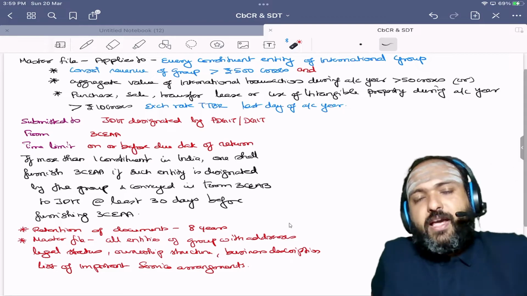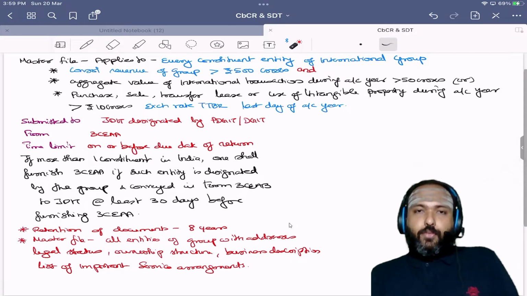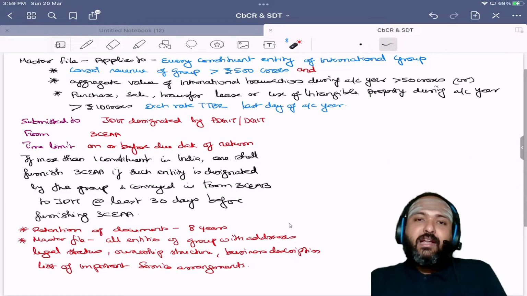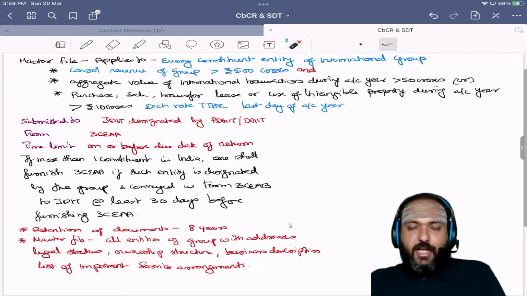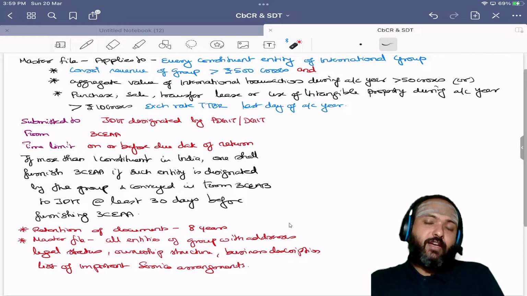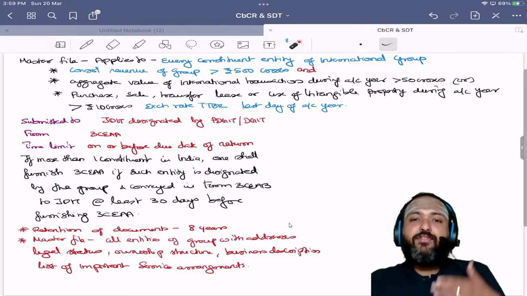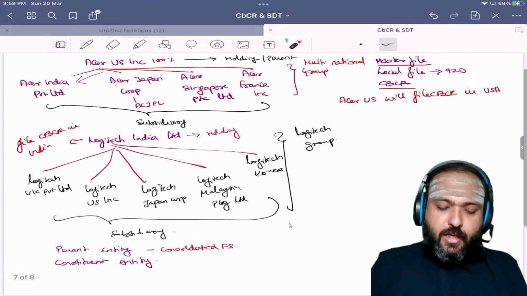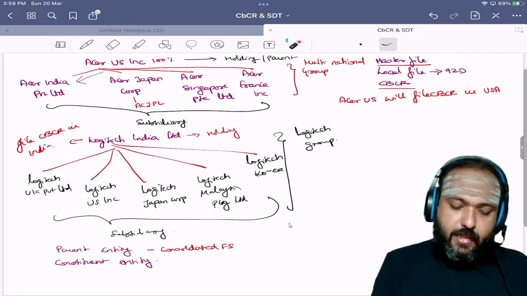Now, we have understood what country by country reporting is. Local file, anyways, we have seen under 92B. The only leftover portion is master documentation or master file. So what is this master file? Who does it apply to? It applies to every constituent entity of the international group. So who are the constituent entities? These are the constituent entities.